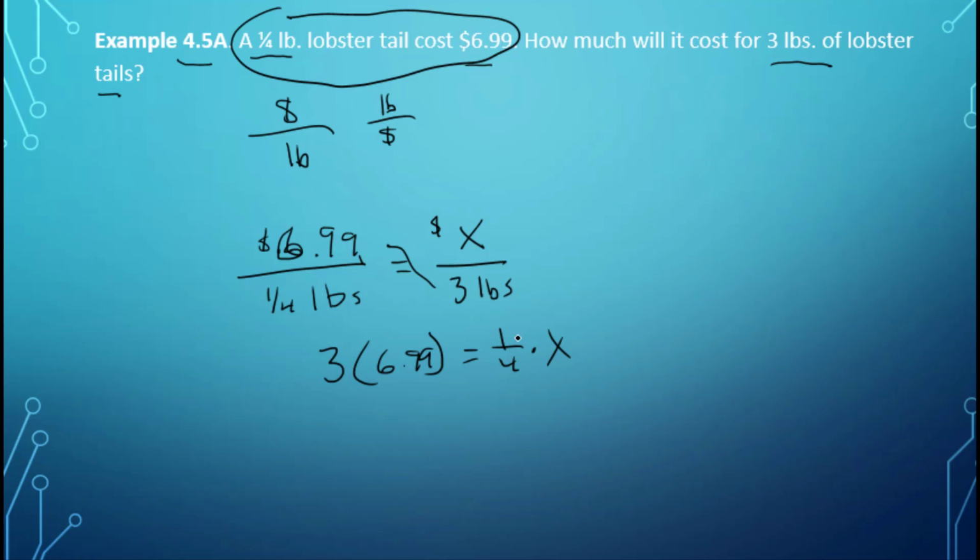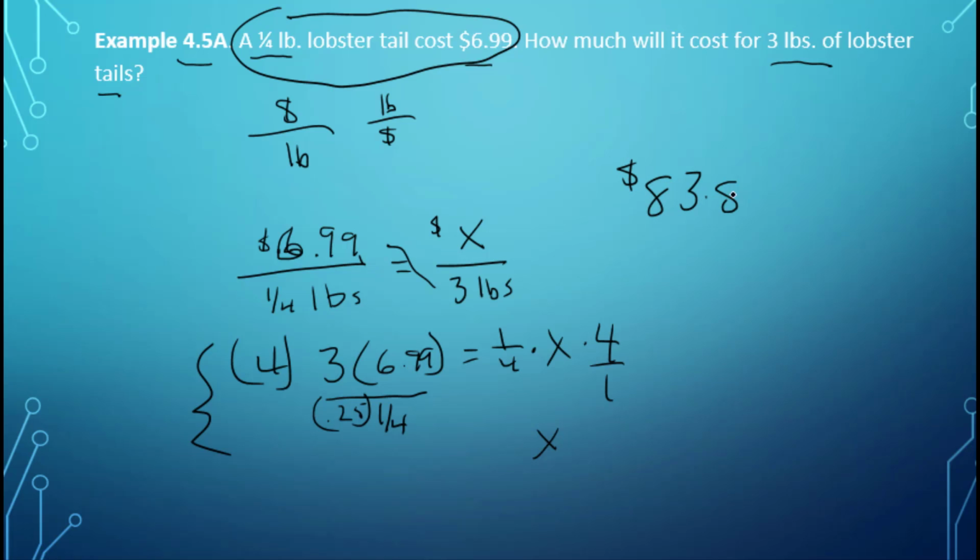Now, if you want to put it on your calculator, you could divide by 1/4. And then you have to divide this by 1/4. Be careful how you put that on your calculator. You might know that that's 0.25, and you can also divide by 0.25. Or you could just multiply this side by 4 and this side by 4. Because 1/4 times 4 is going to be 1. So you just get X. But either way, you have a few options. So let's figure out what it is. And I'm getting $83.88. And it won't matter which of these ways you do it.